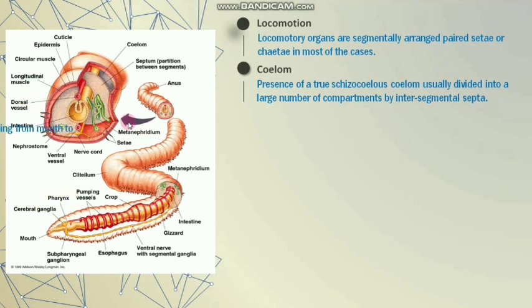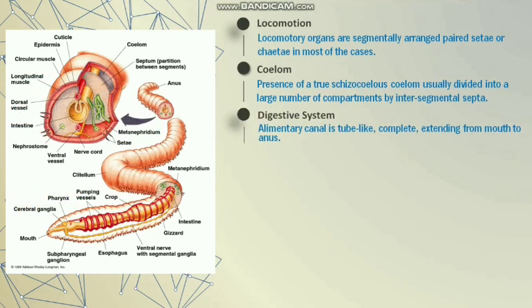So next one is the digestive system. There is a complete elongated digestive system, starting from mouth to anus, present in case of the Annelida. You can see in this figure the mouth is there and the yellow colored one is the alimentary canal which will be ending in the anus. So a complete tube-like digestive system is present in Annelida.